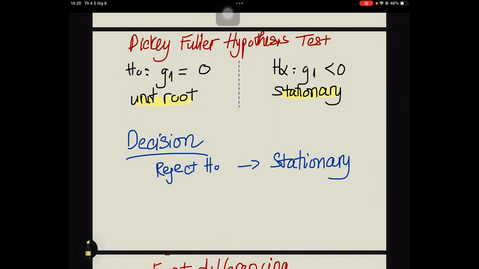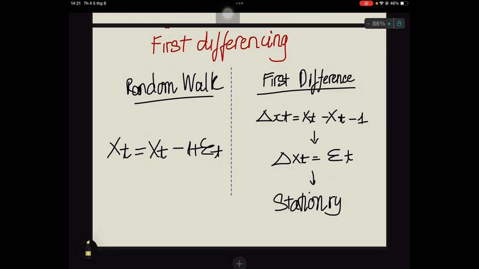The test statistic is t equal to g_1 over the standard error of g_1, where the standard error is that of the coefficient. The decision rule is slightly different from a normal t-test. Because of the special properties of unit root testing, we use modified critical values. If the statistic is sufficiently negative, we reject the null hypothesis. That means no unit root. The series is stationary. If we fail to reject the null, the series remains non-stationary. Now let's say the Dickey-Fuller test confirms that the series has a unit root. What can we do? We transform the data.